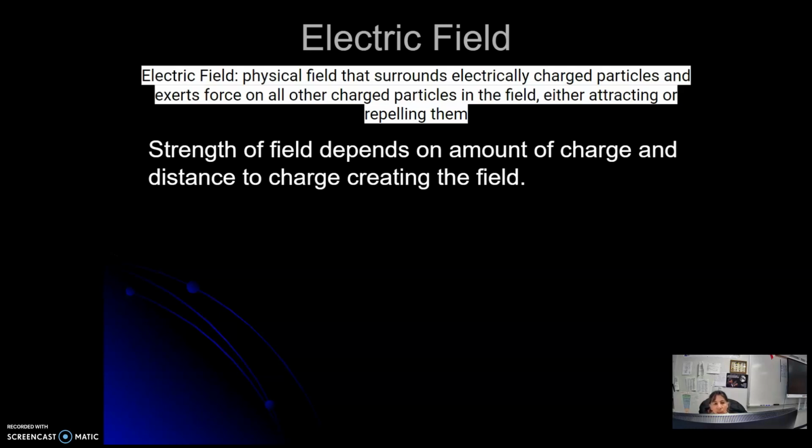As we know, positive will repel positive, negative will repel negative, and positive and negative will attract each other. The strength of an electric field depends on two main factors. It depends on how much charge we have. So the more charge there is, the stronger the field will be. And the distance to the charge: the closer you are to the charge producing the electric field, the stronger that field will be.